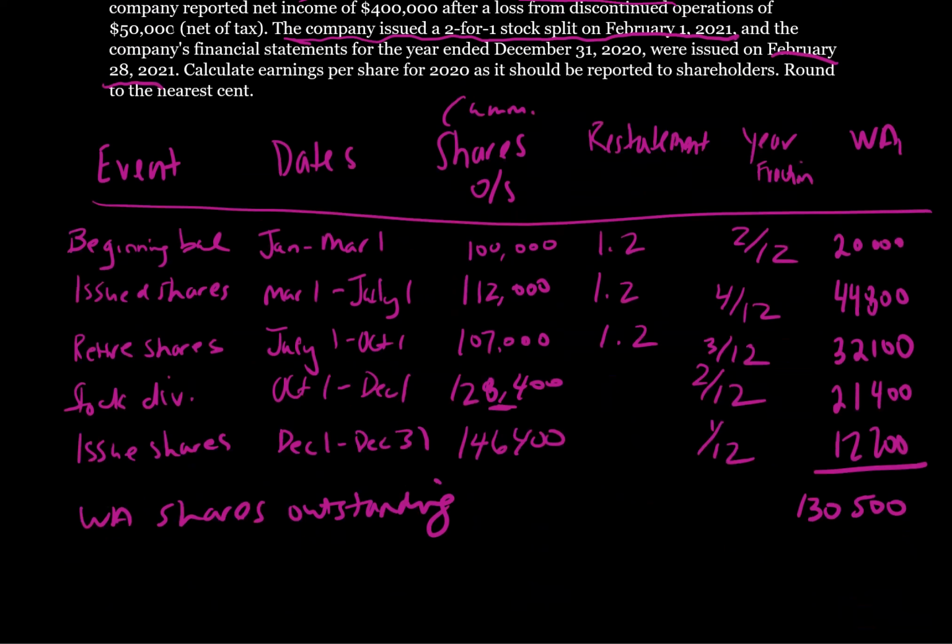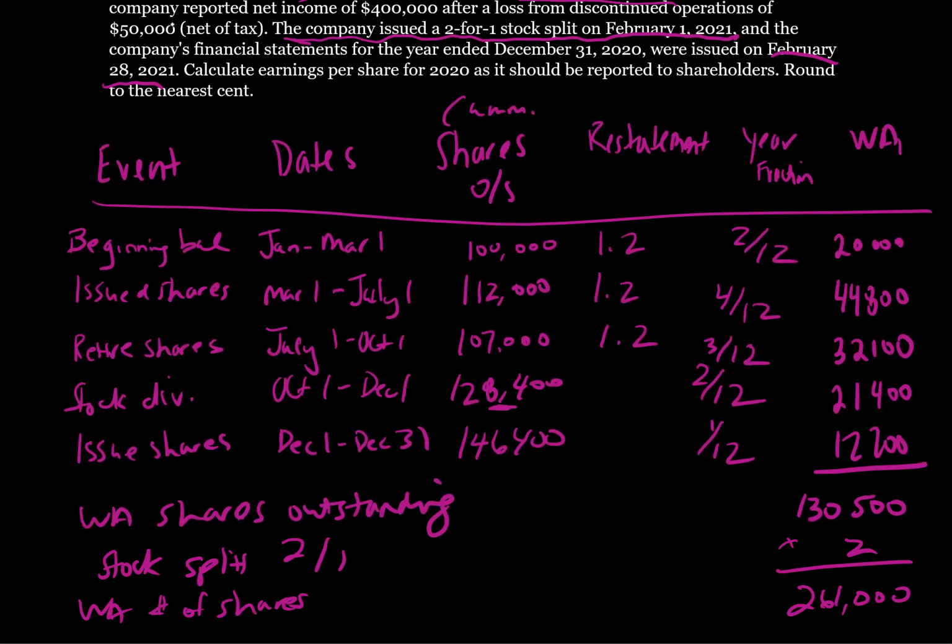So a stock split, two for one, is going to double our share numbers. So we're basically going to say 130,500 times 2. It's now going to give us 261,000 shares. So this is the weighted average number of shares adjusted for the stock split.